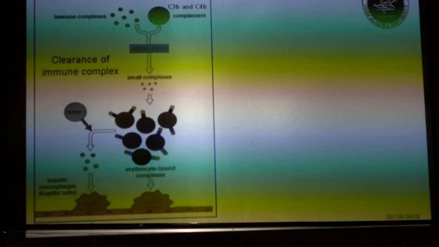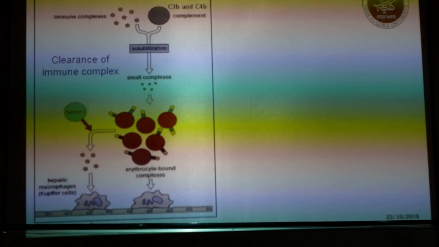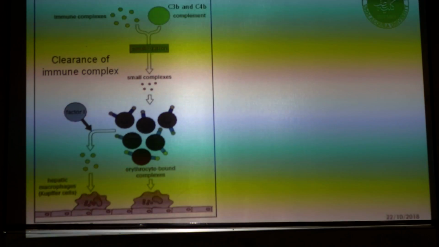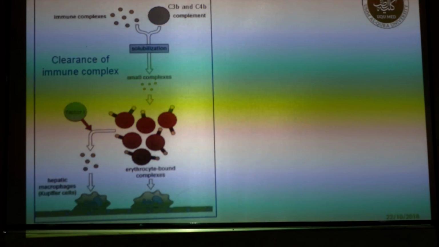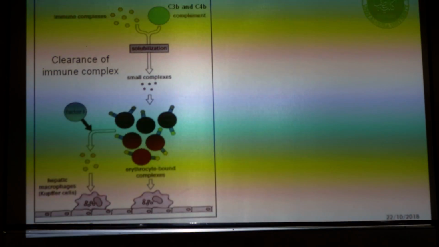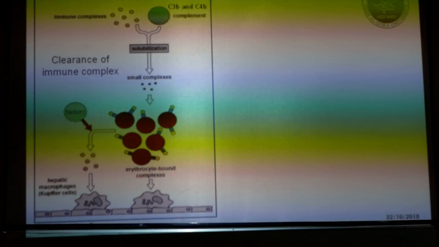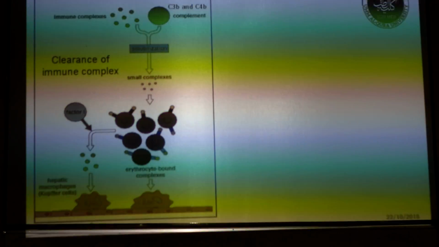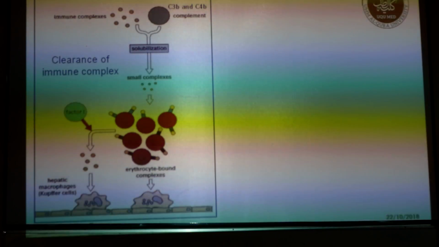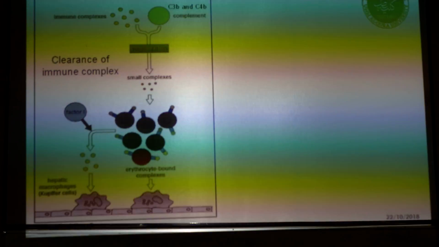So the new functions that we talked about: opsonization means tagging of the bacteria. Number two, we talked about chemotaxis, they will call the immune cells. Number three is when immune complexes are formed, they need to be broken up into small pieces and then removed from the system.